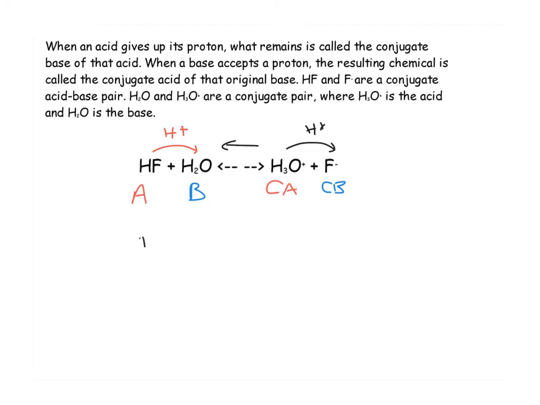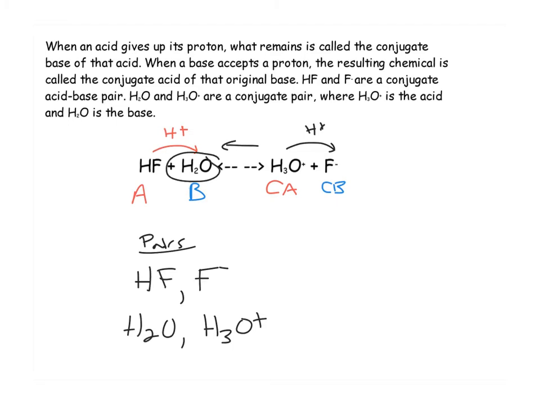So when we look at these pairs, HF is the acid for the conjugate base F minus, and another conjugate acid-base pair is H2O and its conjugate acid hydronium. If we want to identify anything that's amphiprotic, there is one amphiprotic species here, that's H2O. It can either give up or accept, although in this situation it's being a base.